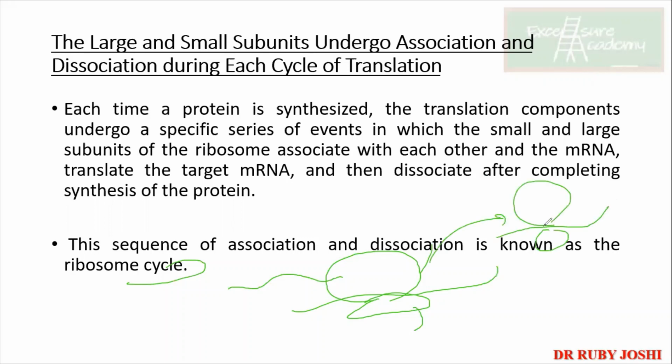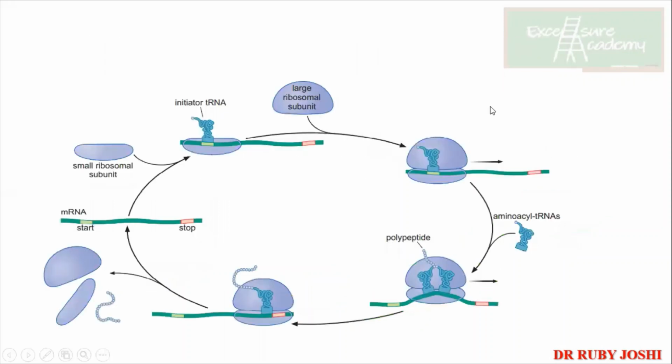So it means what? The larger and the smaller subunits are getting assembled and disassembled during the translation process, and this association and dissociation is known as the ribosome cycle. Simple. So there is a figure over here, you can see.